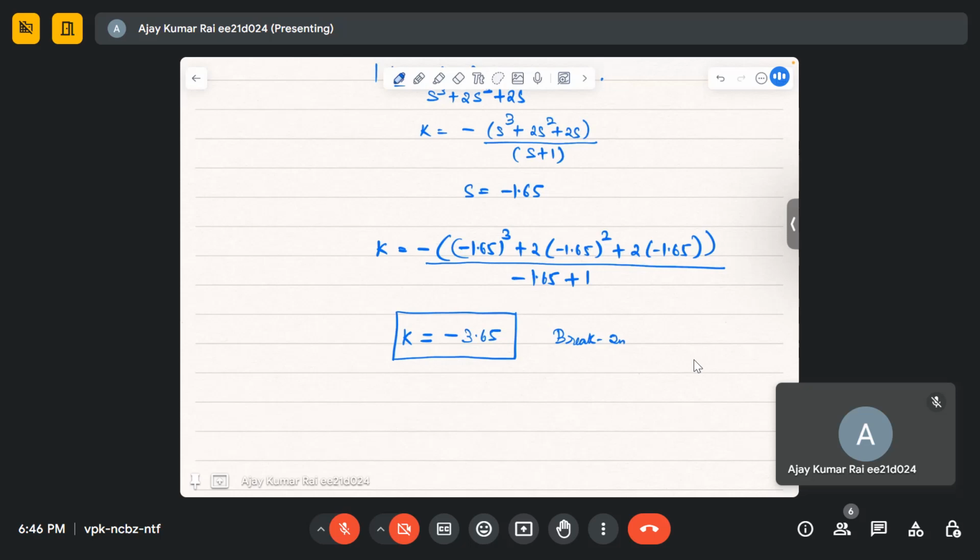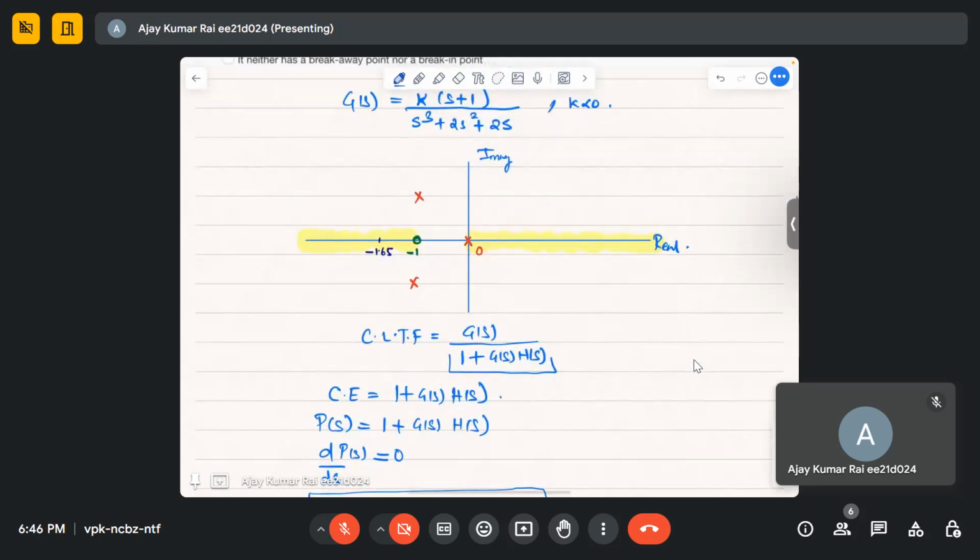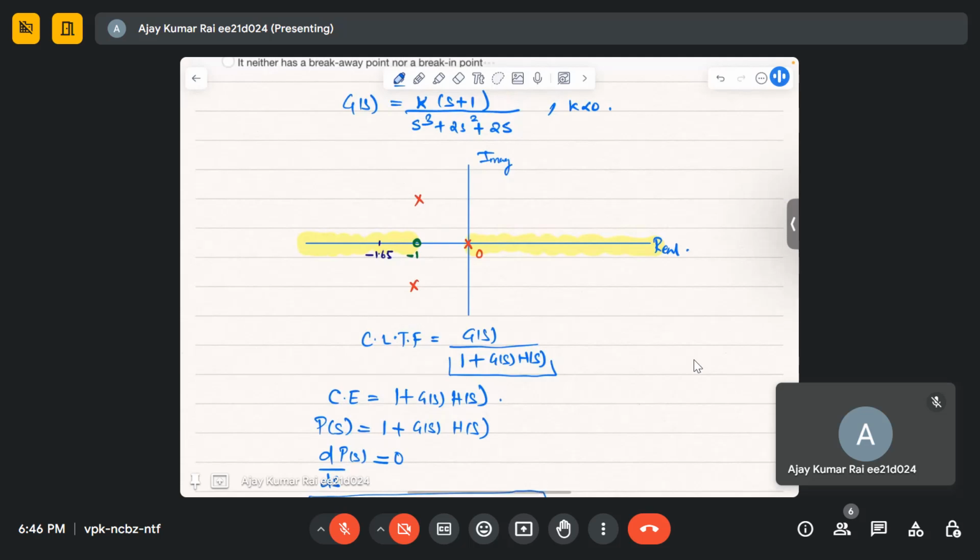Okay, so let's see why it is a break-in point now. You can see we have two poles lying in the complex plane, right? So what can happen is the root locus will start from here. From three poles, you'll have three root locus. Let me change the color. K equal to 0, k equal to 0, and here k equal to 0.